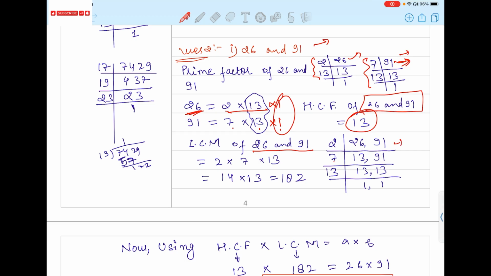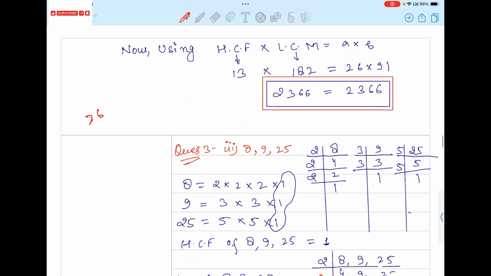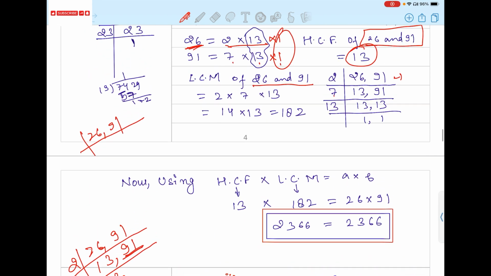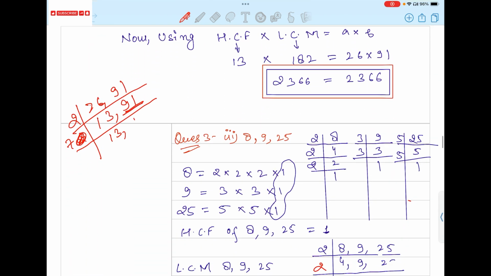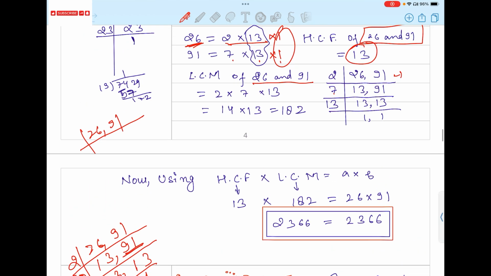Let me show you with 26 and 91. Dividing by 2 gives 13 and 91. It is not divisible by 2, then try with 3, it is not divisible by 3, then try with 7, yes, it is divisible by 7, and we get 13, and then 13, then 1.